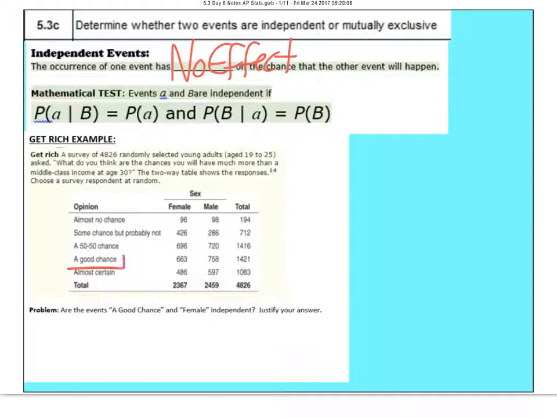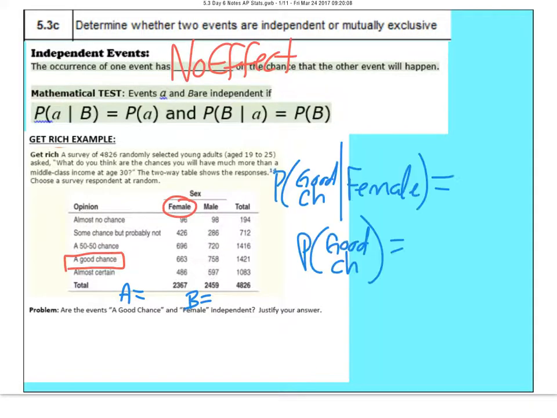So if we take a look at that, we're talking about a good chance and we're talking about female. Is there independence? That is, will me being a female not impact me having a good chance? Or, will me having a good chance not be impacted by me being a female? Let's do the math and see if they're independent. If this formula and this formula hold, then the two events are independent of each other and one will not affect the other. So I'm going to start by defining this as event A and this one here as event B.